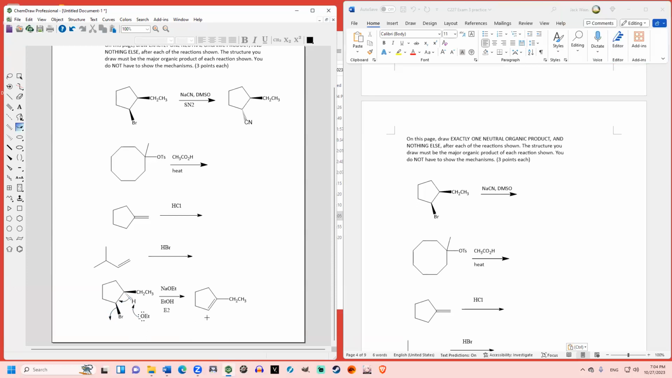So just to reiterate, there's no dash or wedge on the CH2CH3 because it's an alkene and there's nothing else attached to it. Right, well, because it's an alkene, that's the only reason. Alkenes are flat, they're planar. Okay, gotcha.